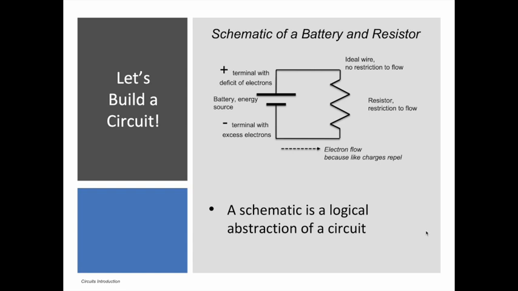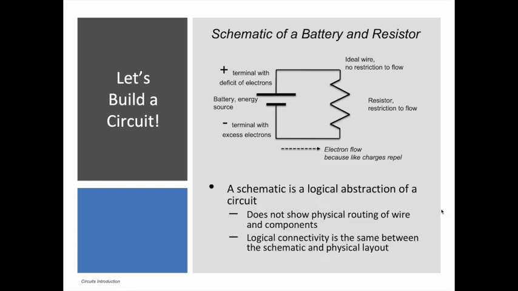Here's a schematic of a circuit. A schematic is a logical abstraction. This includes a battery and a resistor with wire connecting them. The schematic doesn't show the physical routing of wire and components, but the logical connectivity is the same between the schematic and the physical layout.